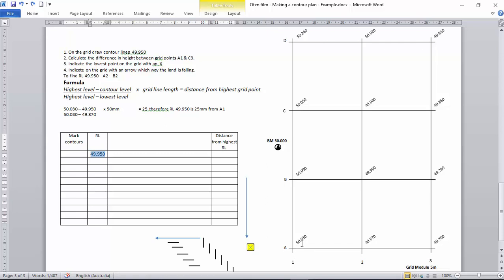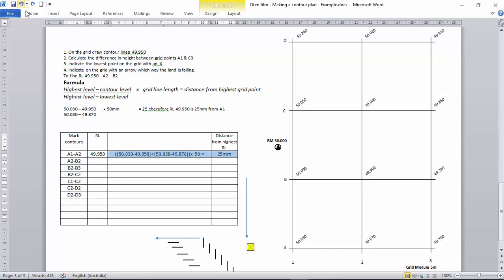level intersects between 50.03 and 49.87. So it's between A1 and A2. It's also between A2 and B2, and it's also between B2 and B3. So B2 and B3, we're looking at 49.95, and we have that between 49.99 and 49.79. Then we just fill in the rest of that column with where else that RL intersects.